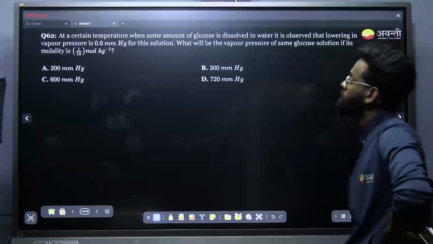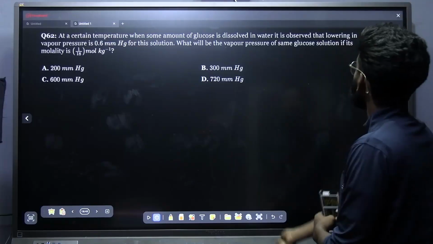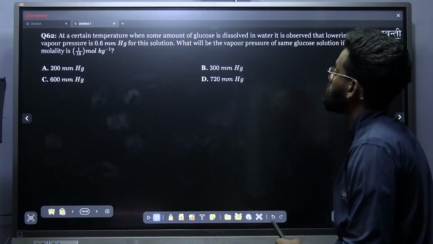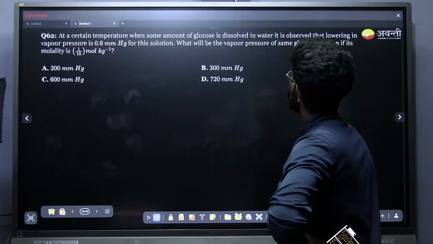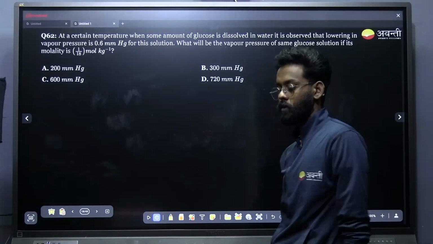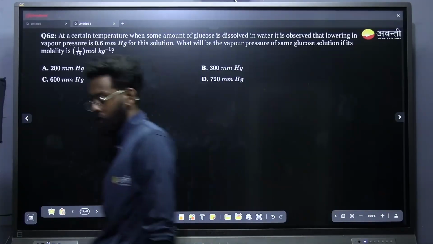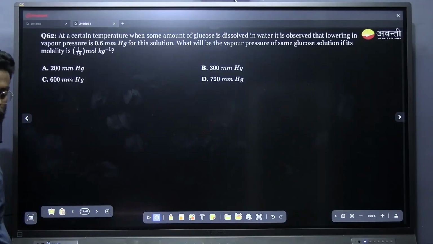Okay. At a certain temperature, when some amount of glucose is dissolved in water, it is observed that lowering in vapor pressure is 0.6 mm Hg for this solution. What will be the vapor pressure of the same glucose solution if its molality is 1/18? What is the answer? Anybody got this answer correctly? No, right? Yeah. I'll solve it. Don't worry, I will be solving it.